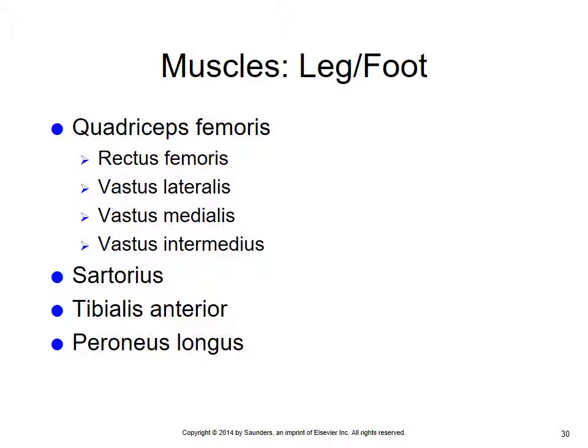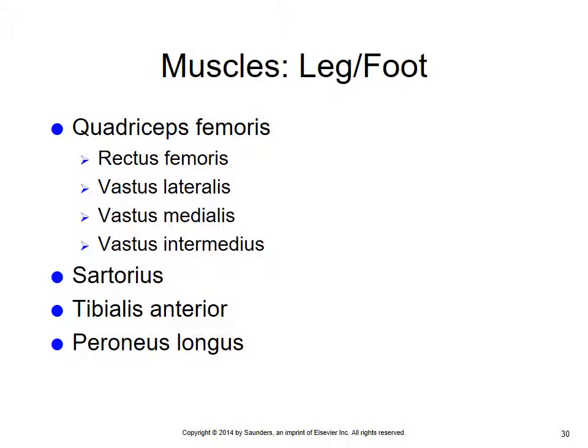Muscles of the leg and foot. The quadriceps femoris is made up of 4 smaller parts, or muscles: the rectus femoris, vastus lateralis, vastus medialis, and vastus intermedius. They all insert on the leg, extending the leg at the knee. The rectus femoris has its origin on both the hip and thigh, allowing flexion of the thigh and extension of the leg. The quadriceps femoris, as its name indicates, has 4 points of attachment. These muscles extend the leg at the knee.